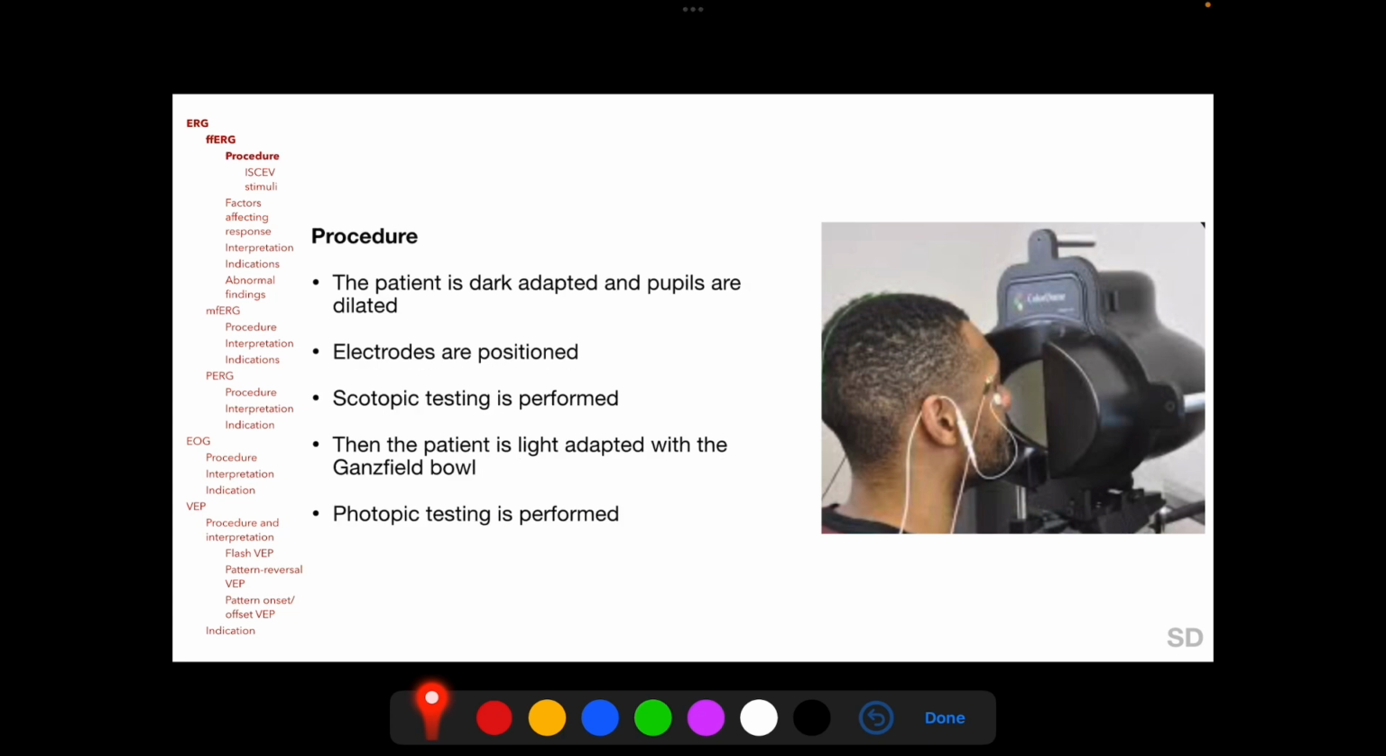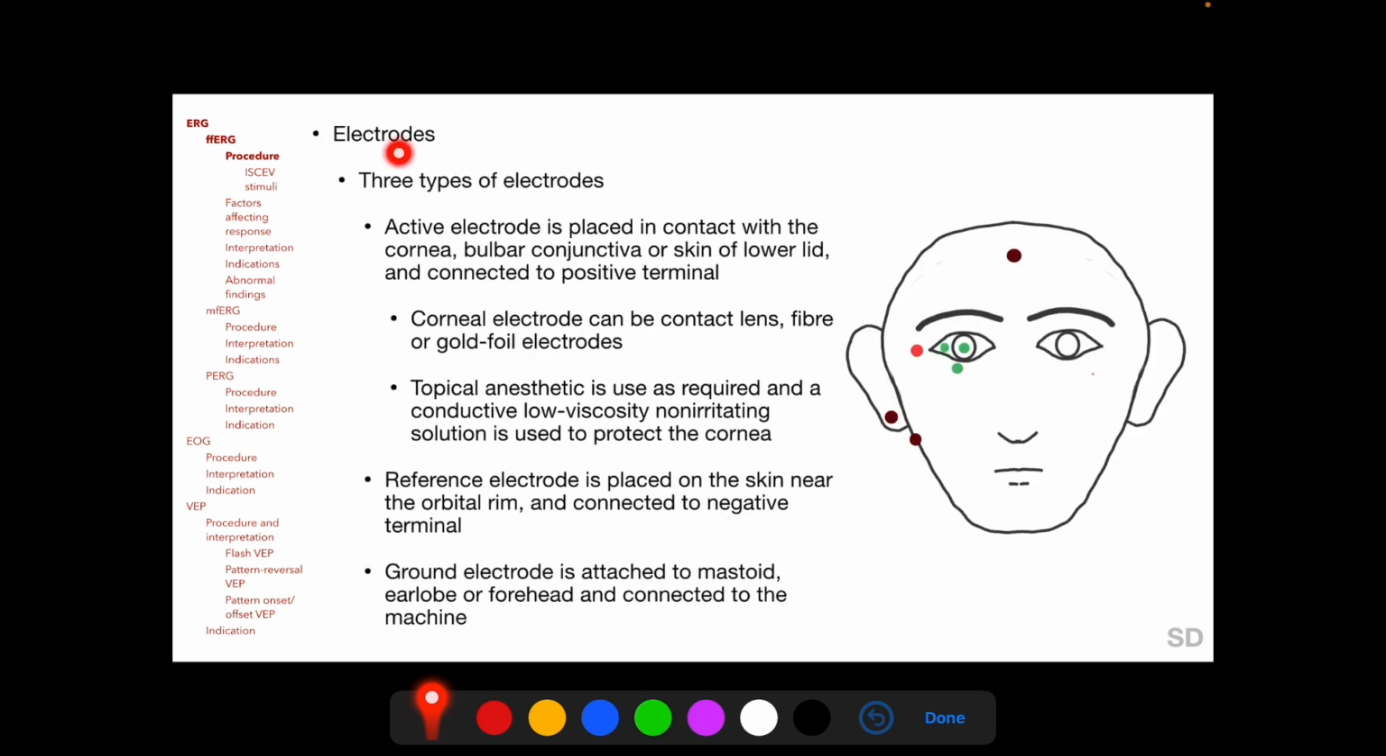During ERG testing, both scotopic responses and photopic responses are recorded. The patient is first dark adapted and pupils are dilated simultaneously. Electrodes are then positioned and scotopic testing is first performed. Then the patient is light adapted, which can be done with the Ganzfeld bowl itself, following which photopic testing is performed. The placement of the electrodes are similar in all types of ERG, whether full field, multifocal or pattern, and 3 types of electrodes are involved.